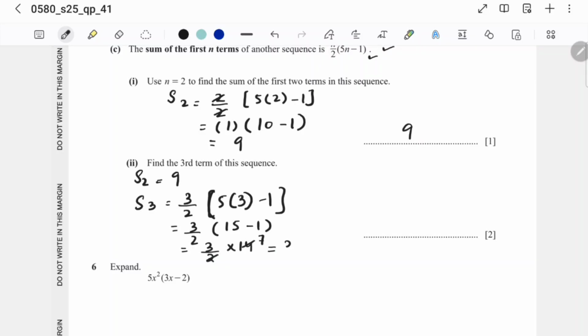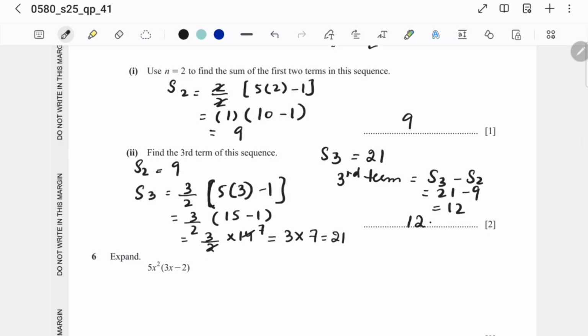And 3 times 7 is 21. So S3 is 21. It means that the sum till the third term is 21 and the sum till the second term is 9. So we can find out what is the third term. To get the third term, we subtract S3 and S2. So the third term is equal to 21 minus 9, and it is equal to 12. And it is a 2 marks question.